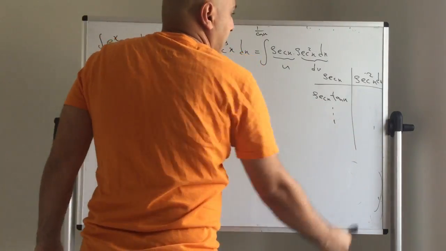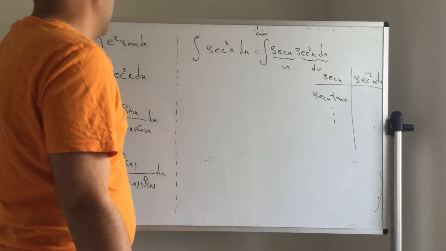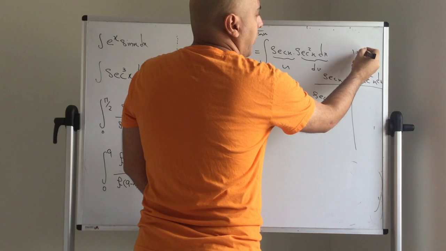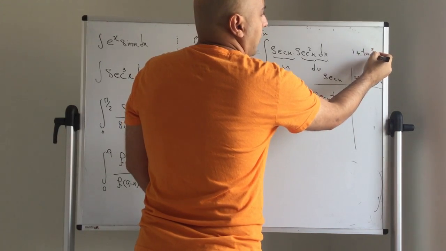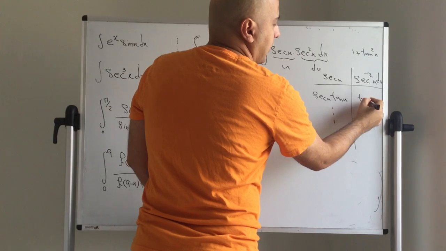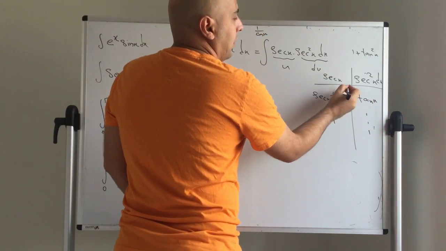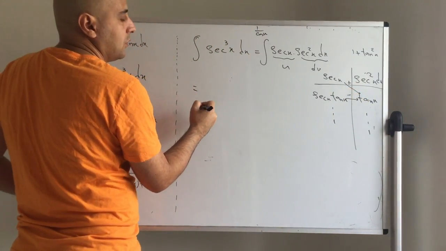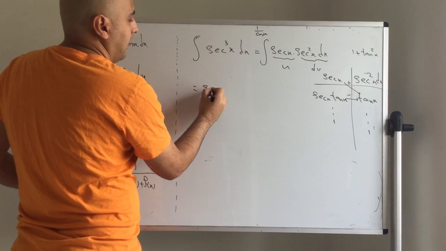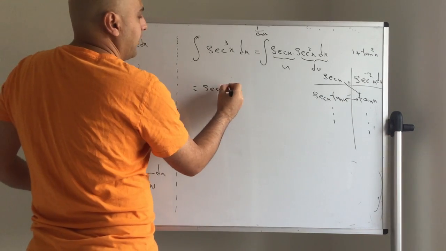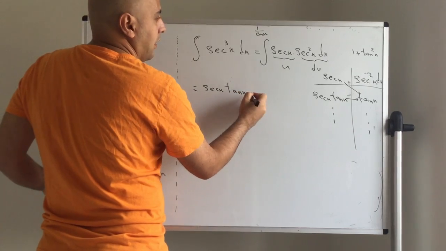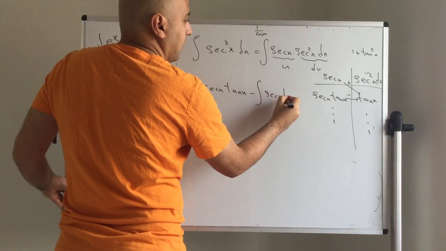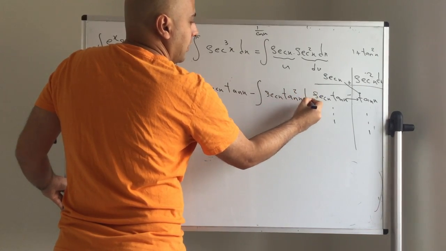On the right side I have to find the integral. We know secant power 2 is the derivative of tangent x. So the answer is secant x times tangent x minus the integral of secant x tangent power 2x dx.